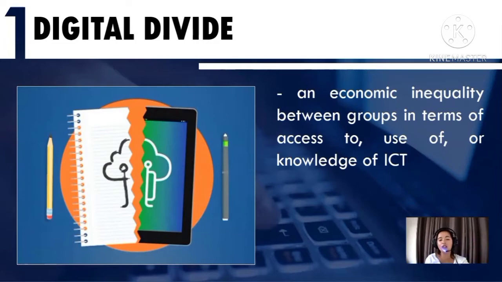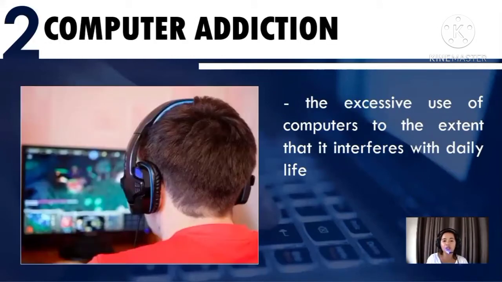Digital divide also applies to the technology that other countries have compared to what we have. Though we do have technology here, if we compare it to foreign countries, we are somewhat behind. So that's the digital divide: a division or inequality between groups in terms of access to, use of, or knowledge of ICT. Okay? So next one is about computer addiction.